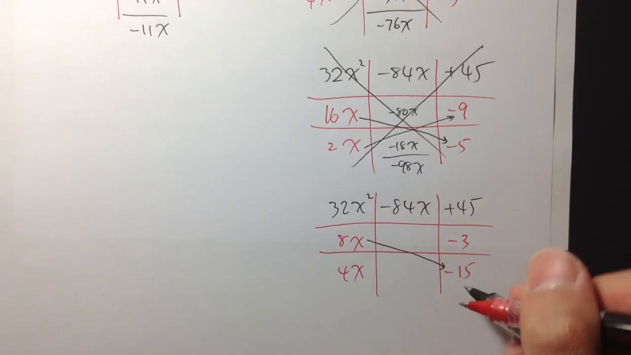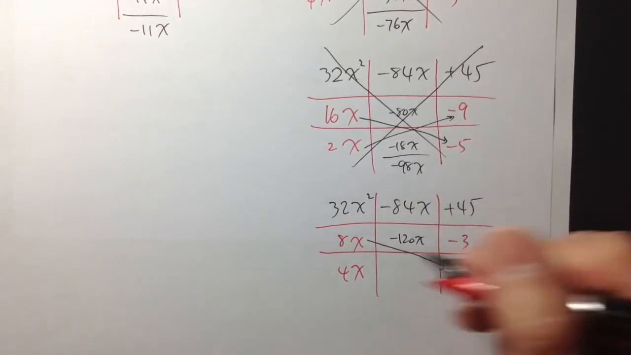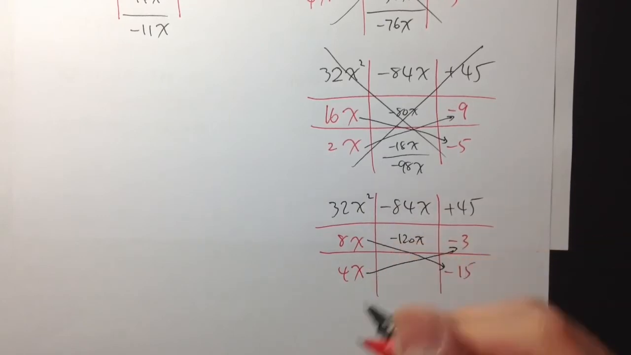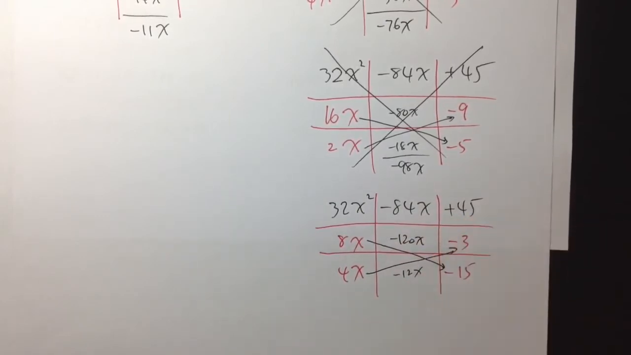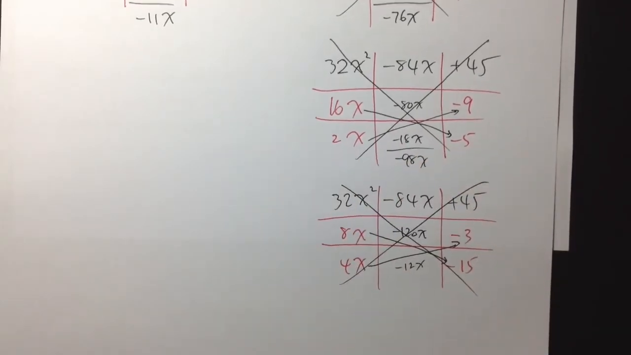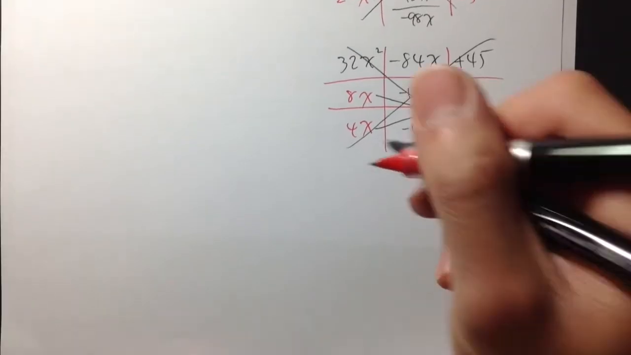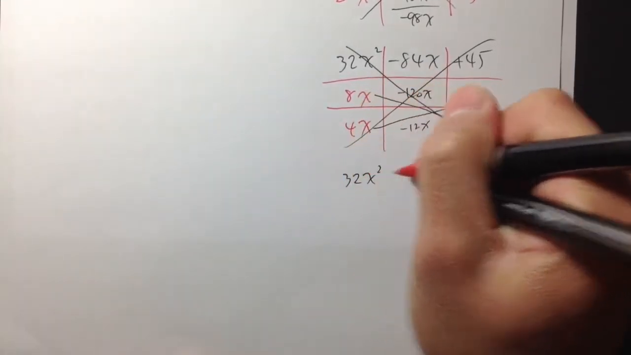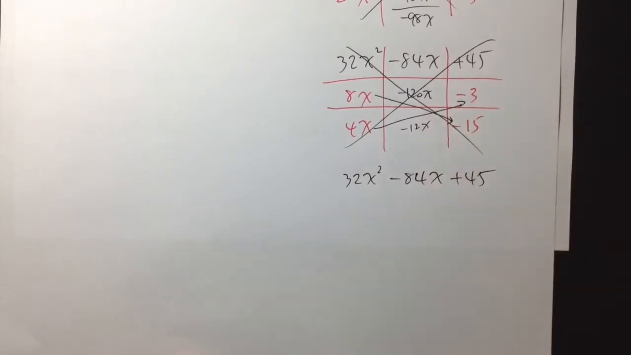8x times negative 15 is negative 120x. And I think this is way too big. 4x times negative 3 is negative 12x. So I know this is not going to be correct. Okay, the fourth try. 32x squared minus 84x plus 45.